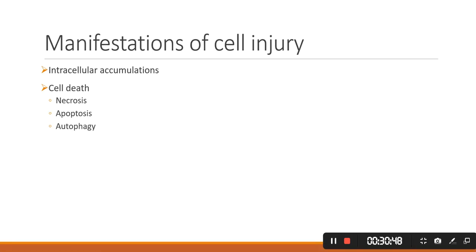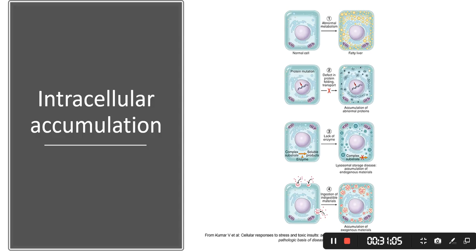What are the manifestations of the cell injury? There are two manifestations. Either there will be accumulations as the result of cell injury, or the cell can die. Cell can die by the process of either necrosis, apoptosis, or autophagy. Autophagy generally means it kills itself. Intracellular accumulation. Now, when I say intracellular accumulation, these are some of the examples.